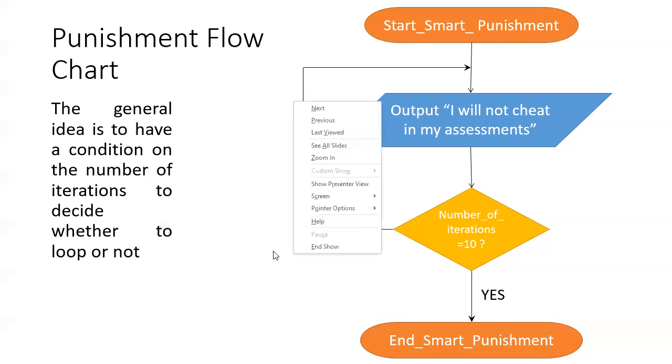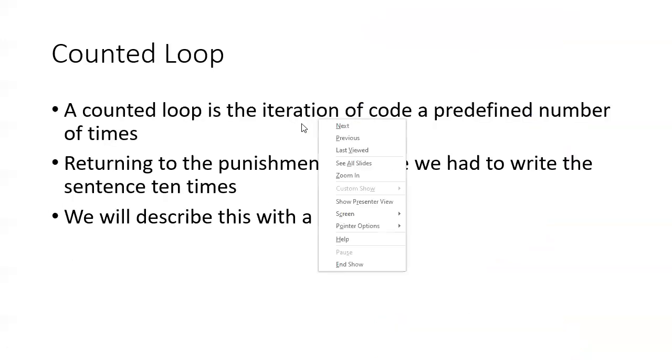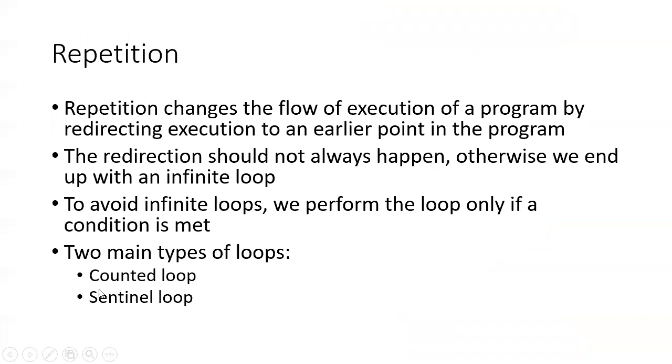Now, I should go back, I suppose, because I skipped over a couple of things. There are two different types of loops, and we'll talk about both today. When we talk about these different types of loops, we're talking about how we control the loop: how do we decide when we're going to start and when we're going to stop the loop? We've got a counted loop and we've got a sentinel loop.